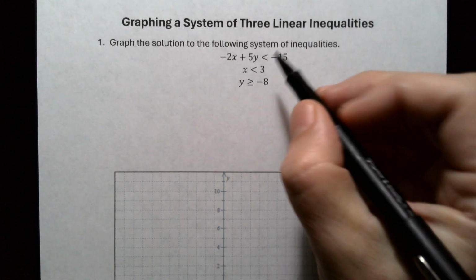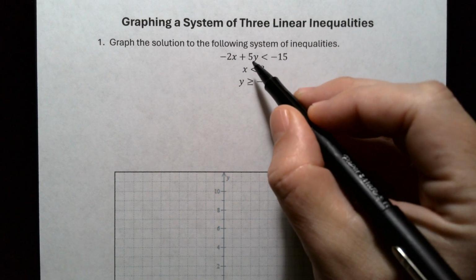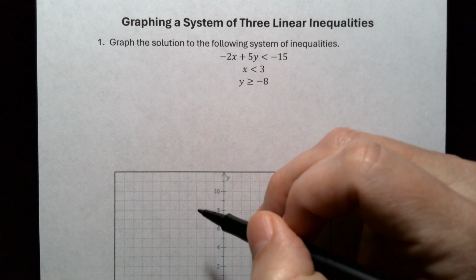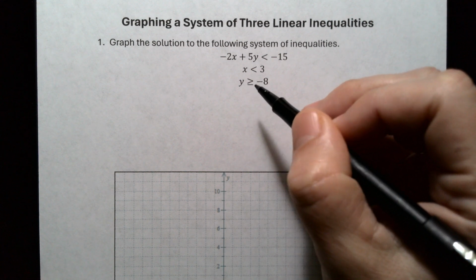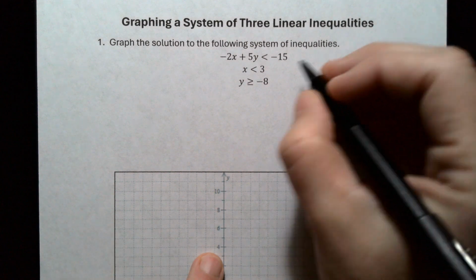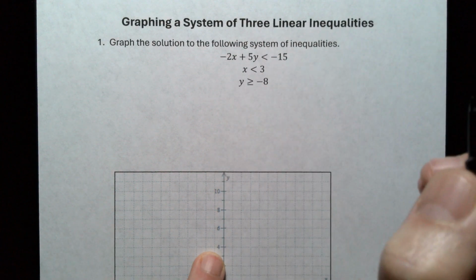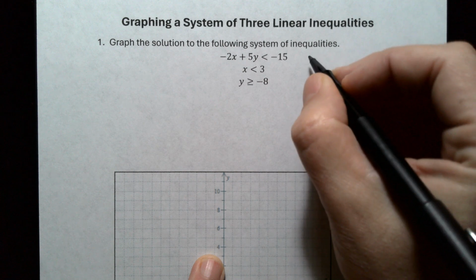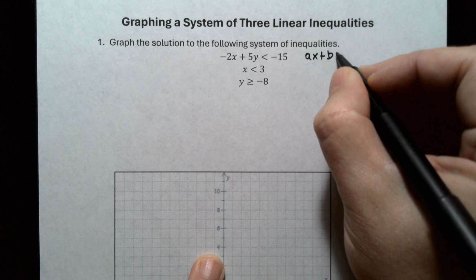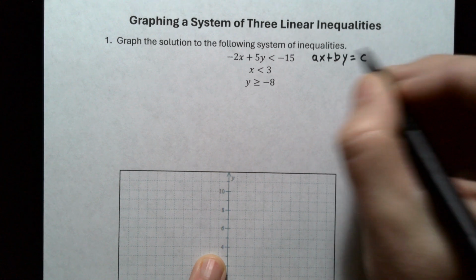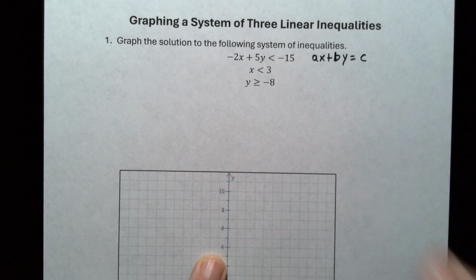Now remember that if it just has the less than or greater than sign, we're going to have a dotted line on our graph down here. And if it's got this equal to sign underneath, that will be a solid line. Also recall that this is going to be linear right here. It is of the form ax plus by equals c. So that is linear.